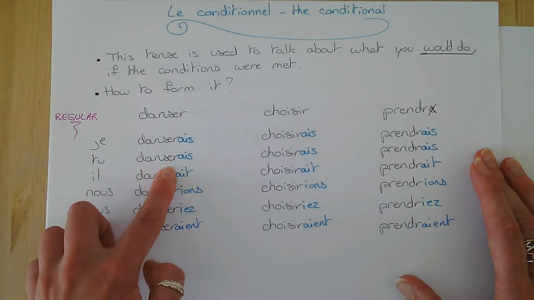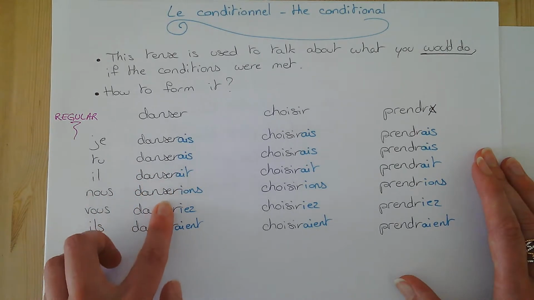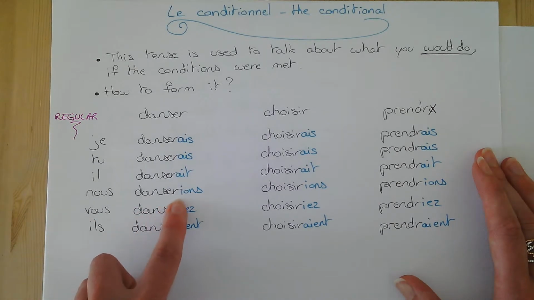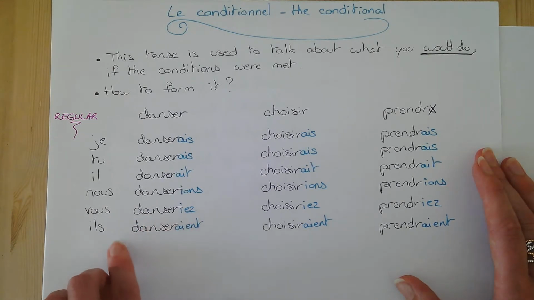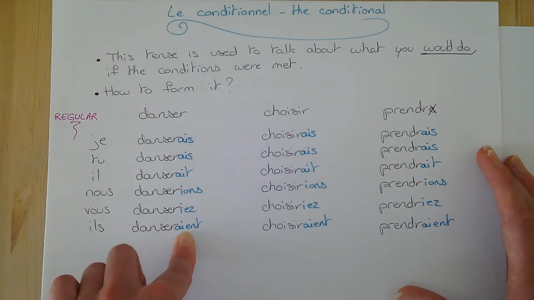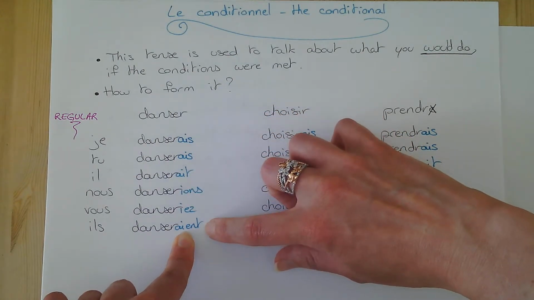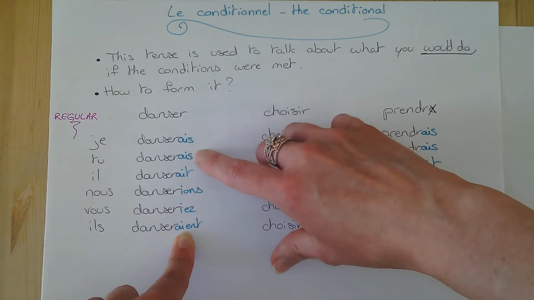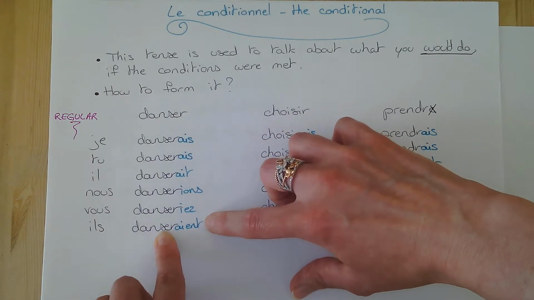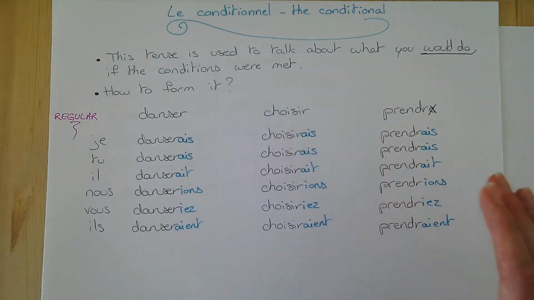Tu danserais, you would dance. Il danserait, he would dance. We would dance, nous danserions. Same here, we need to hear the I. Vous danseriez, you would dance, plural. And ils danseraient, they would dance. Please notice here that this, and this will sound exactly the same. Danserait, danserait, danserait. So no matter if the ending is spelled in three different ways, it sounds the same.